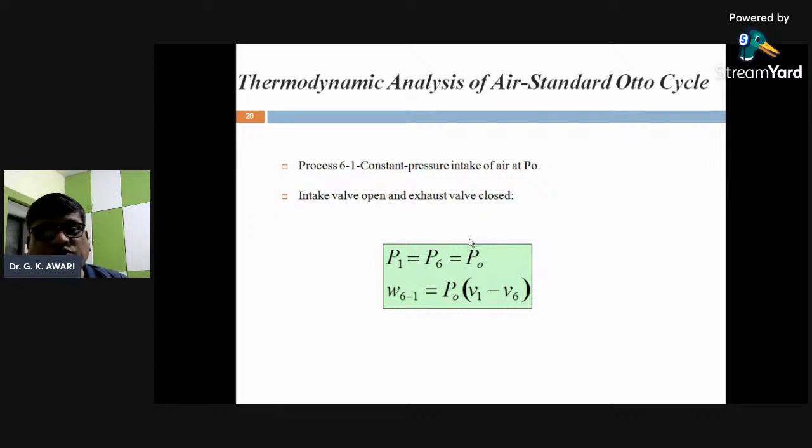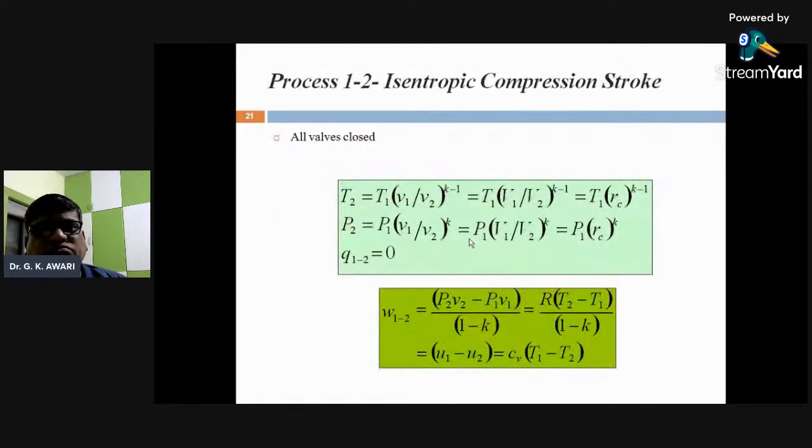So P1 is equal to P6 is equal to P0. So W6-1 is equal to P0 times (V1 minus V6). Then all valves close, that is, T2 is equal to T1 into (V1 by V2) to the power of K minus 1, and therefore T2 is equal to T1 times RC to the power of K minus 1.